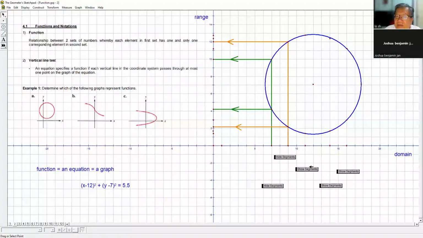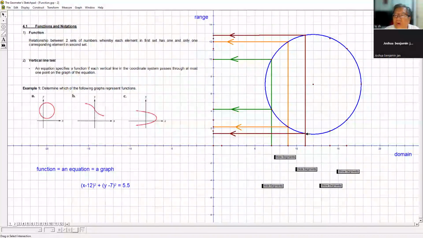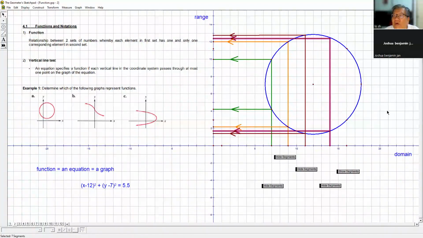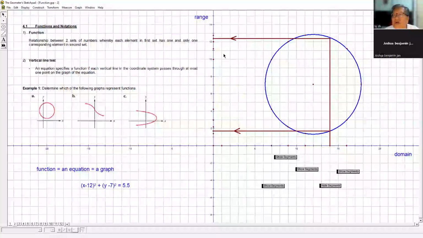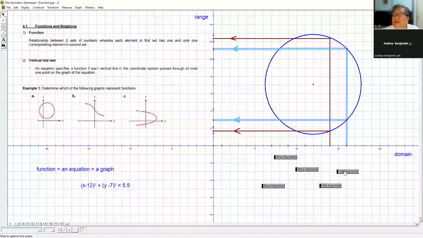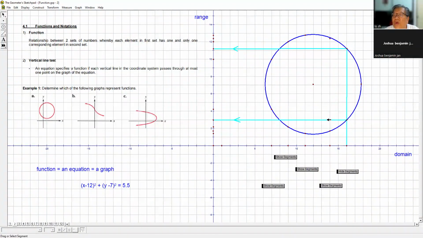I choose the number 11. 11, I see, also cuts at 2 points, one here and one here. Lastly, I choose the number 14. Also cuts at 2 points. Then I choose this number 16. 16 also cuts at 2 points, giving rise to 2 answers. So now I'm very sure this graph, like this circle, is not a function.